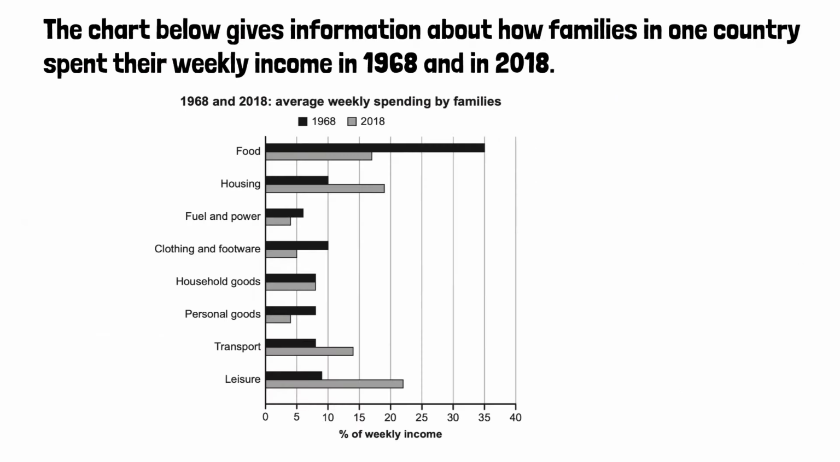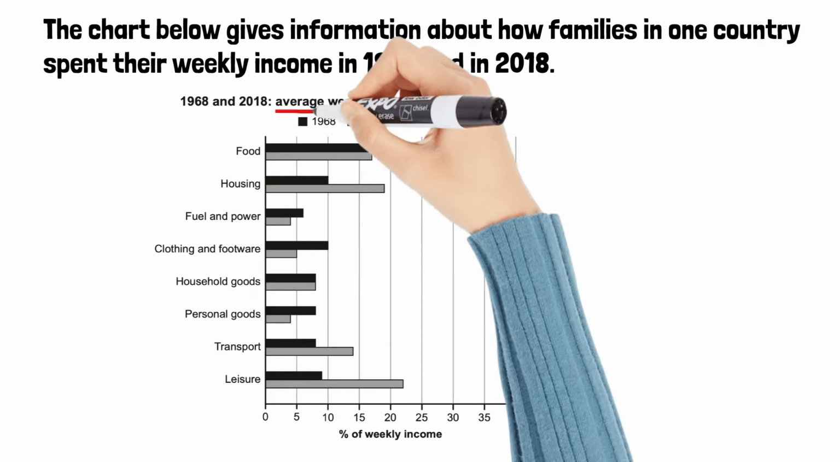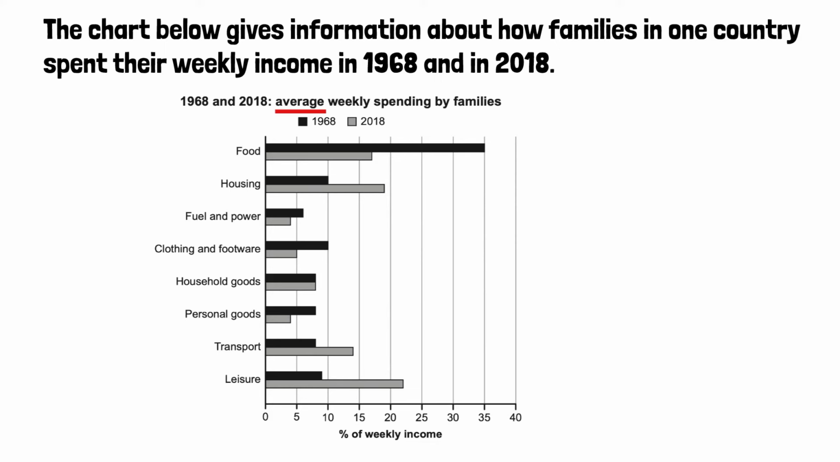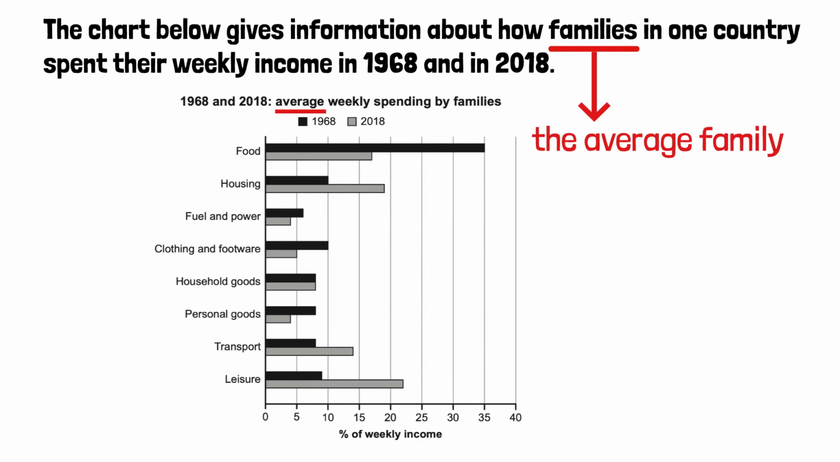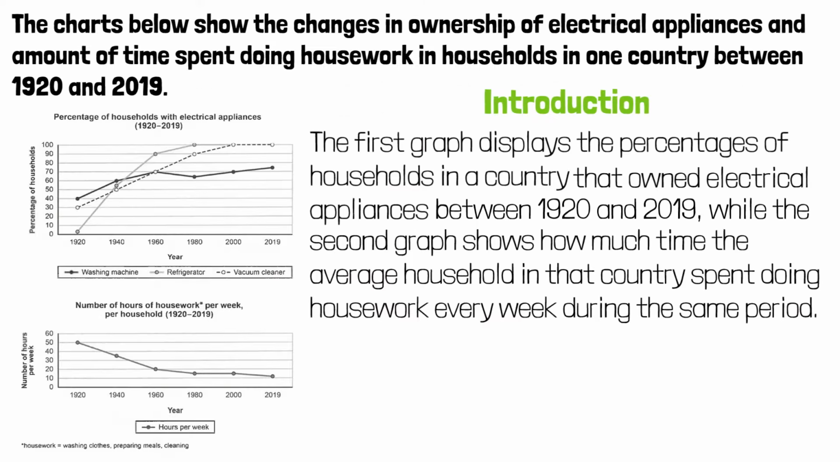Here's another example. This bar chart shows average weekly spending by families. That is to say, the figures in this chart are averages. So we can say how the average family in one country spends their weekly income. The introductory paragraph is also done. Here's the entire essay.